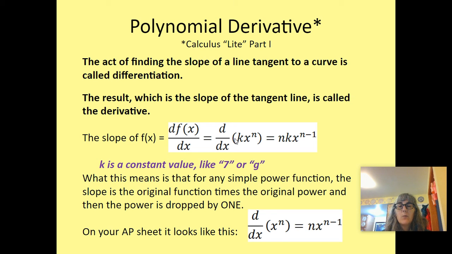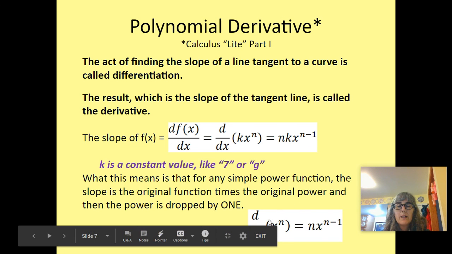And the way you do that is called the power rule. So this is your function, this is your f of x, a constant k times x to the nth power. You multiply your x and your k by the power, so you take the n times kx, and then you reduce the power by 1. And your AP sheet gives the same thing on there. It says d/dx of x to the n is equal to n x to the n minus 1.